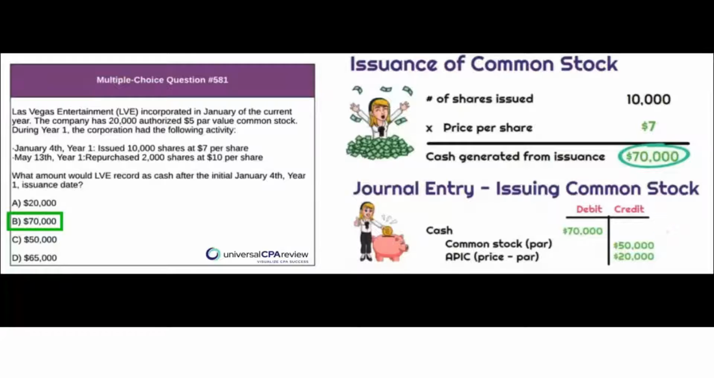And then additional paid in capital, right? That's the excess that investors are willing to pay above the par value. So they paid $7, the par value is $5. That means $2 per share times 10,000 shares. Additional paid in capital is credited for $20,000. So there's the journal entry, right? So we've rounded it out, and now you know exactly how to record entries when common stock is issued.